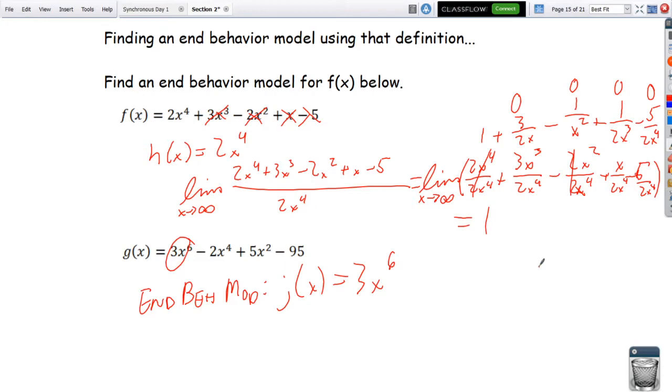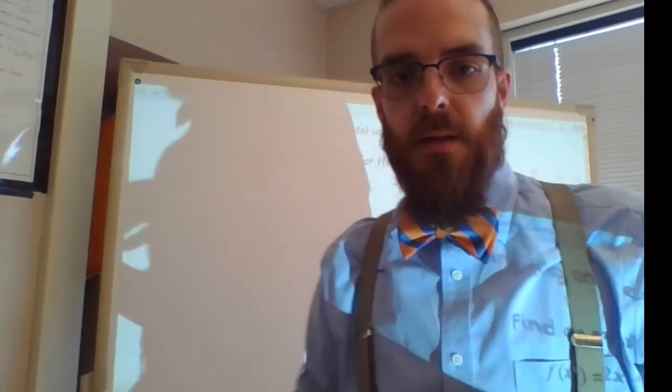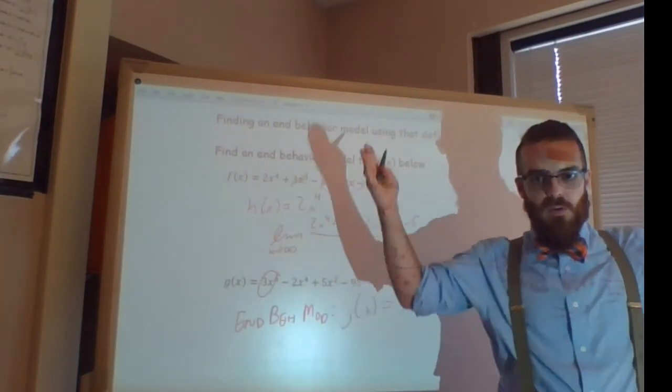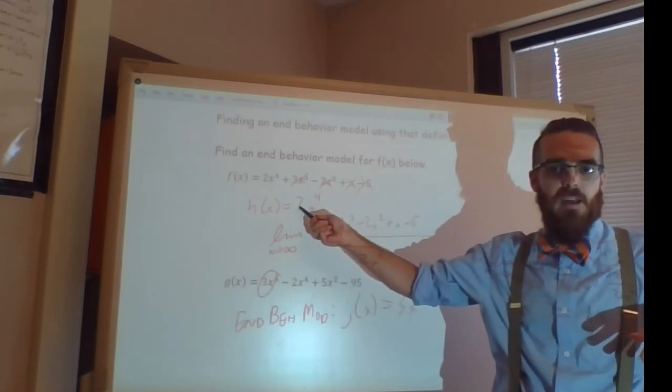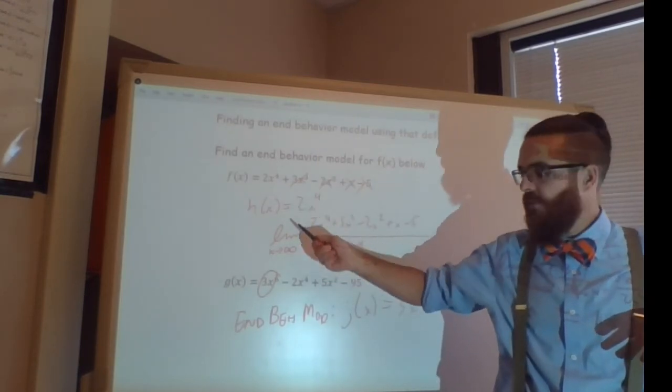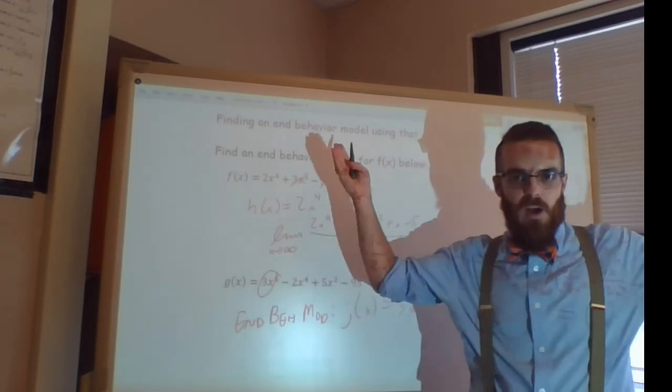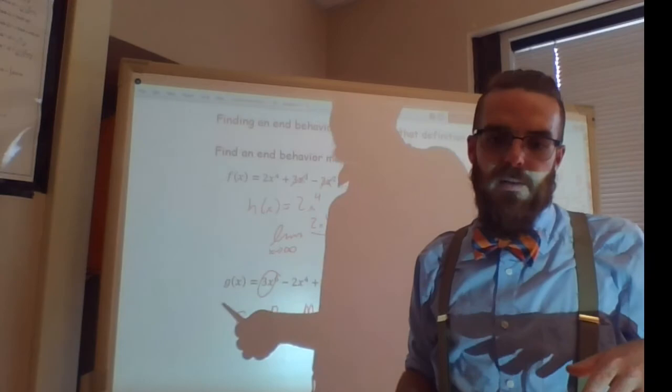And what this tells me is this function up here behaves like a quartic. It goes up in either direction because the lead coefficient is positive. Down here, this behaves like a sextic. It goes up in either direction as we go to infinity.